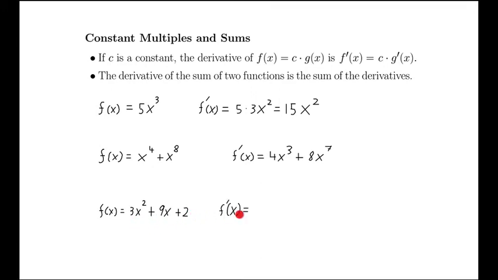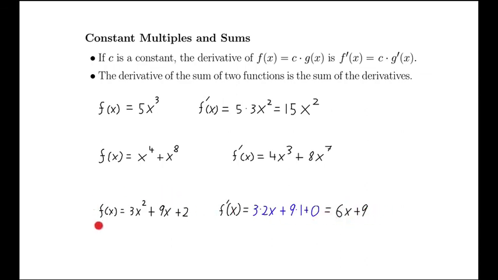When we take the derivative of 3x squared, well, this is a constant times x squared, so we use the first rule. And so the derivative of 3x squared is just going to be 3 times 2x. When we take the derivative of 9 times x, well, this is a constant times x. And so if g of x is x, the derivative of g of x is 1. So it's 9 times 1. The last term is just a constant. We know the derivative of the constant is 0. So the derivative of 3x squared plus 9x plus 2 is 3 times 2x plus 9 times 1 plus 0, which of course is 6x plus 9.